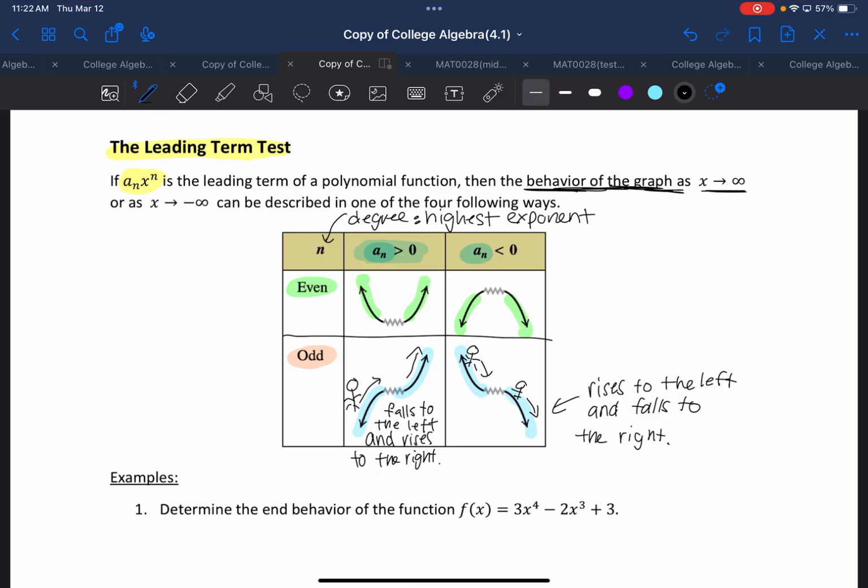So you're saying for the leading term, we're basically looking at the highest exponent and then the leading coefficient to do this? Yep. And we're going to do a few examples.